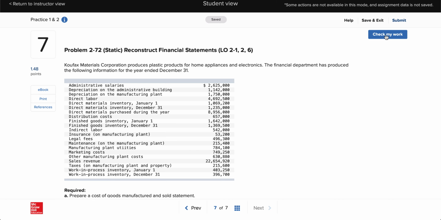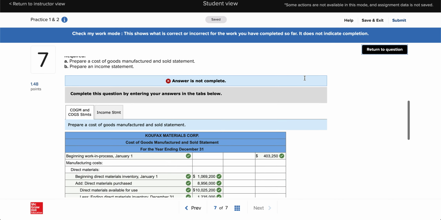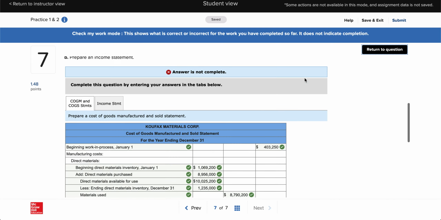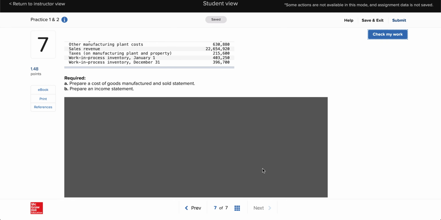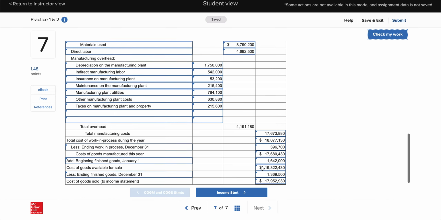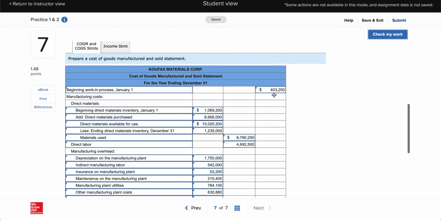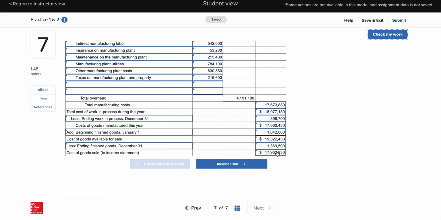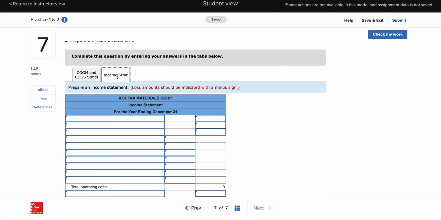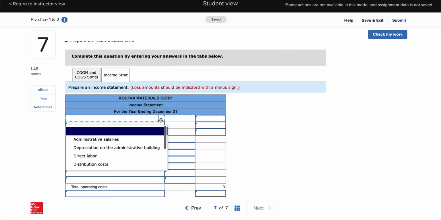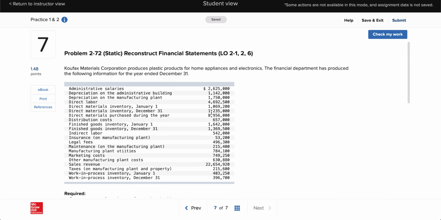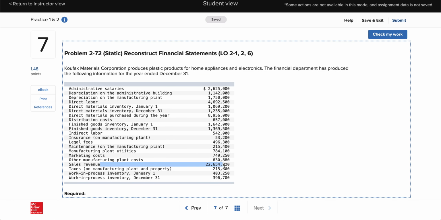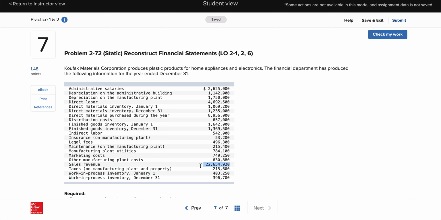Let's check my work here. Answer is not complete. Okay, why is it saying that? Because we did not do the income statement, and we knew that. Okay. But we wanted to make sure that this piece of it was right before we move to the income statement, because we need this cost of goods sold number to prepare our income statement. So income statement says sales, and the sales revenue has to be in here somewhere. 22,654,920.